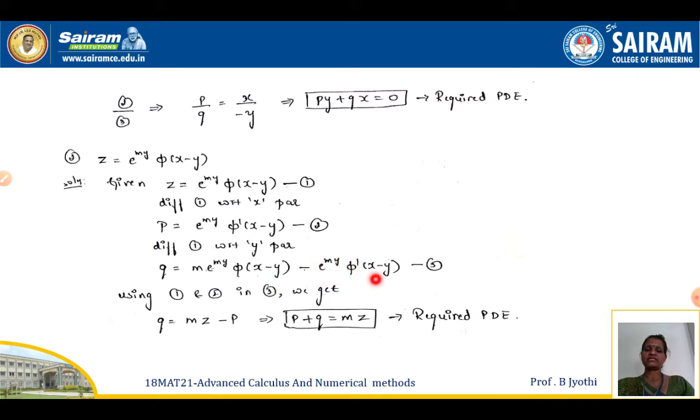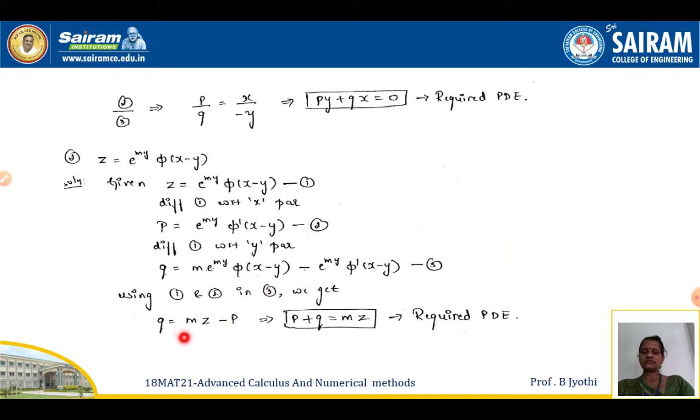And phi dash of x minus y. Why we are getting it as minus here is because of minus y differentiation, we get it as minus. So now using 1 and 2 in the third equation, because in the first equation we have phi and in the second equation we have phi dash, both can be eliminated when we substitute in the third equation.